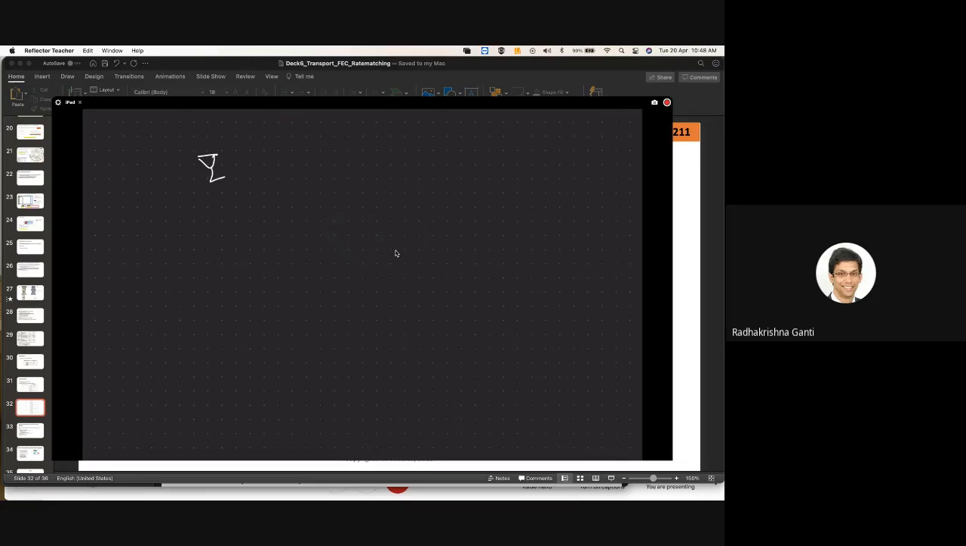You have only one transmit antenna and 2 receive antennas, with channels H1 and H2. In the first antenna, you are going to receive H1 times X. In the second antenna, you're going to receive H2 times X.